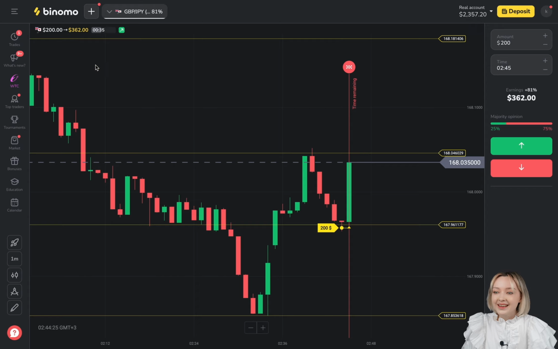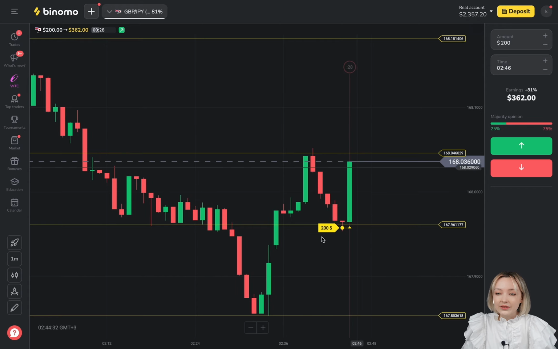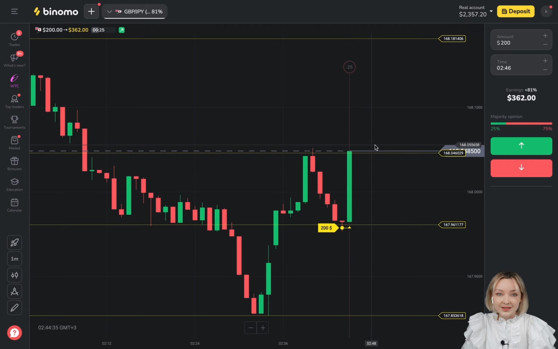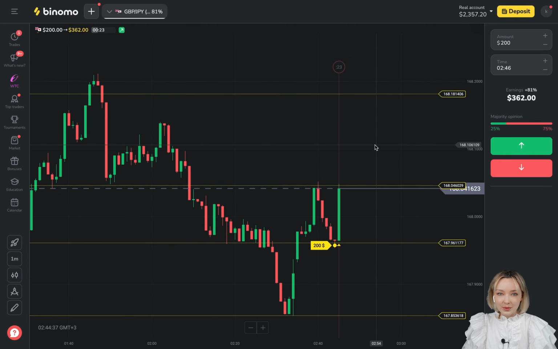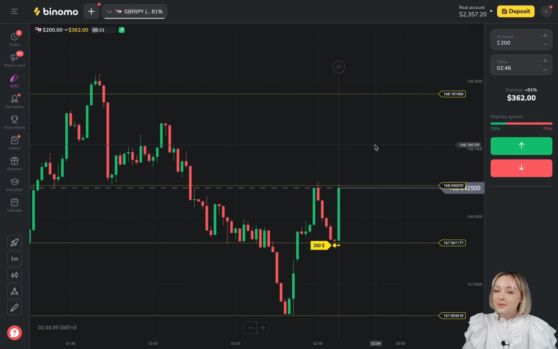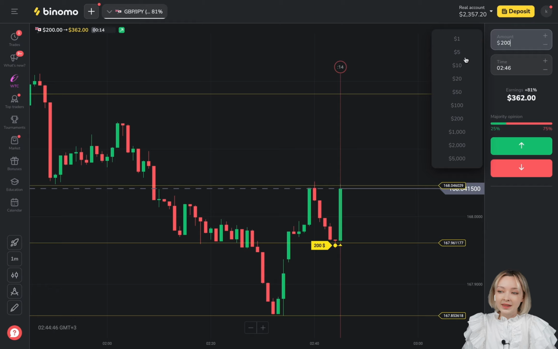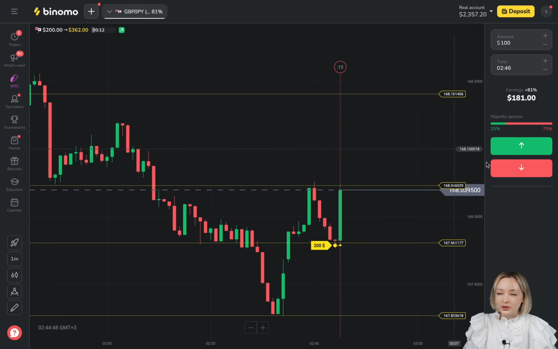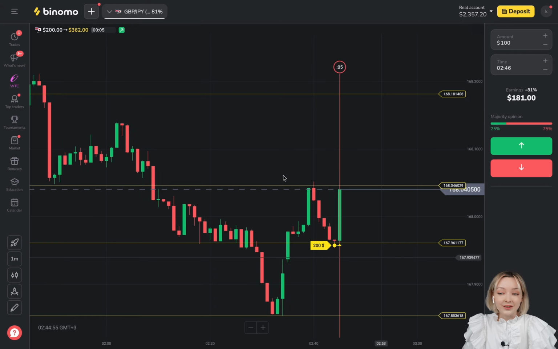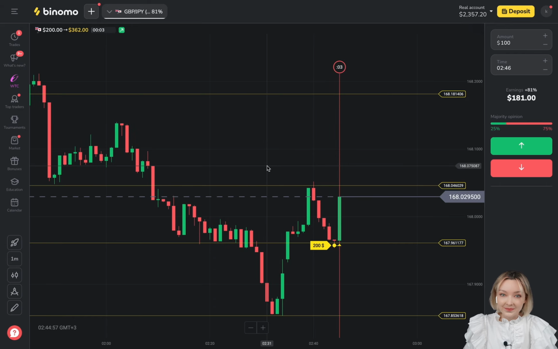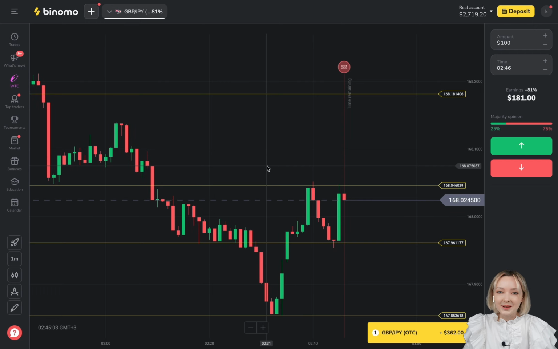$162 of net profit, 100 of which would cover the loss of the first deal, leaving us with $62 of net profit. At the moment, we're witnessing such an amazing reaction from this level. 17 seconds are left until the deal is closed. I would actually place a downward trade from the point of the top level, but let's wait for this one to expire first, and then we'll get to considering other currency pairs. So we've got a profit, let's keep going.